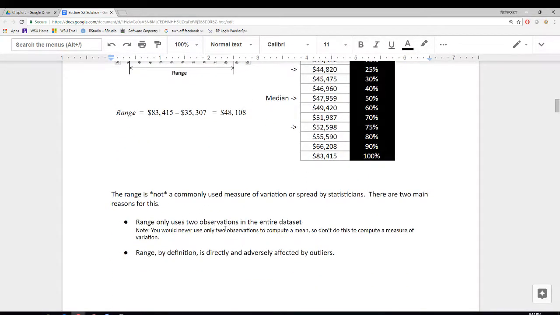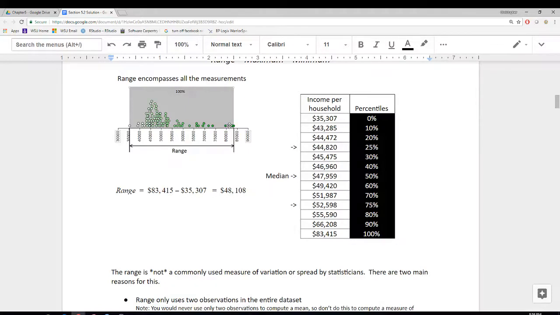Now, as I just said, the range is not a commonly used measure of variation by statisticians. The range is a common measure that is out there because it's really easy to compute, but it's not one that statisticians use on a regular basis. There's two main reasons for this. First of all, it only uses 2 observations in the entire data set. It uses the largest observation and the smallest observation. Now, if I were to ask you to compute the average, you wouldn't use only 2 of the observations to compute the average.